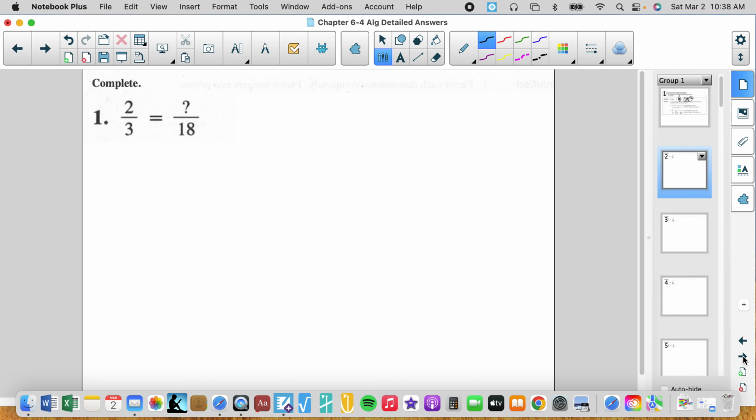And that's what we're going to do. We'll do that about 40 times. 3 times what is 18? 3 times 6. So 2 times 6 is 12. That is an equivalent fraction. 5 times 4. 3 times 4 is 12.